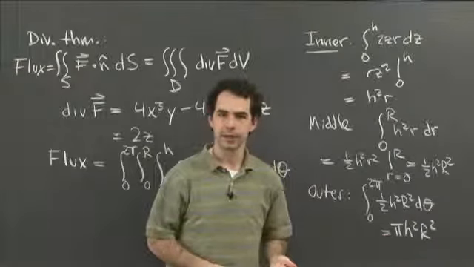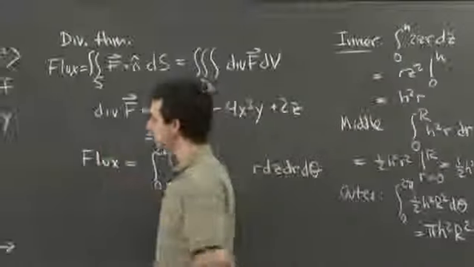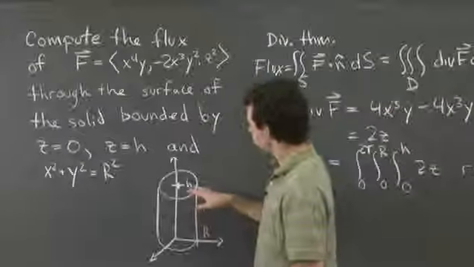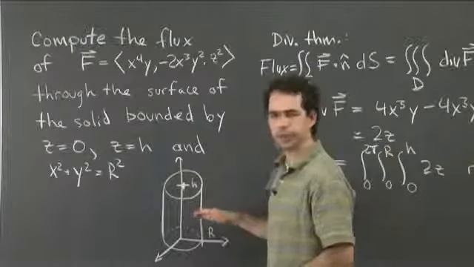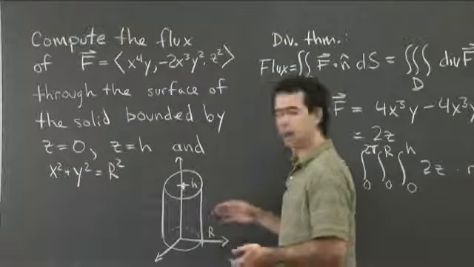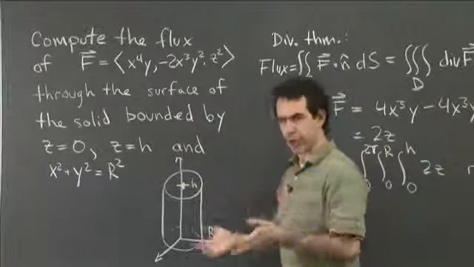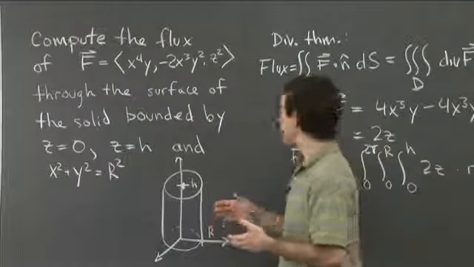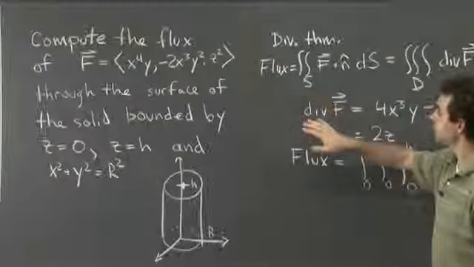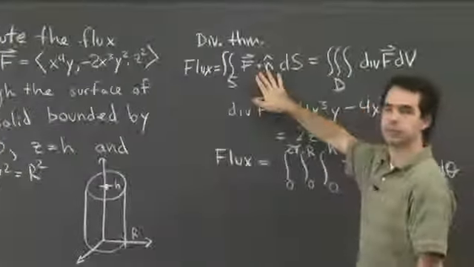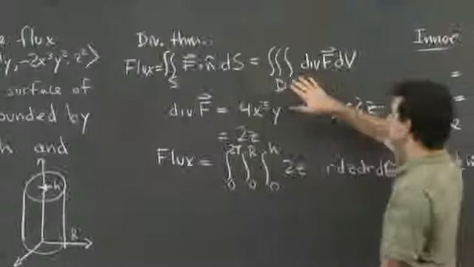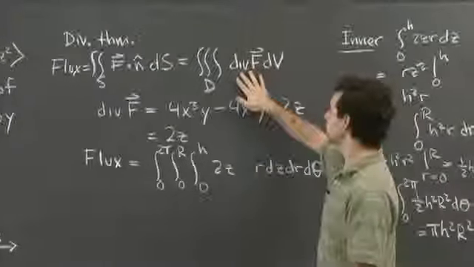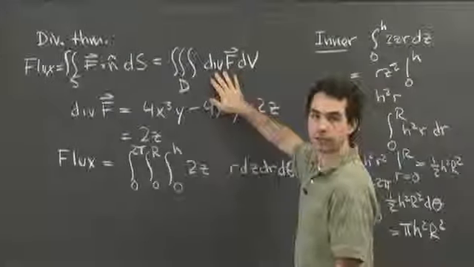Let's just quickly recap what we did. We had to compute the flux of this field F through the surface of a solid, a cylinder. And so we had options. We could do it directly by trying to compute the surface integrals, but in this case, life was a lot easier if we applied the divergence theorem. The divergence theorem says that that flux, which is equal to this surface integral, can also be written as the triple integral over the solid region bounded by the surface of the divergence of the field.